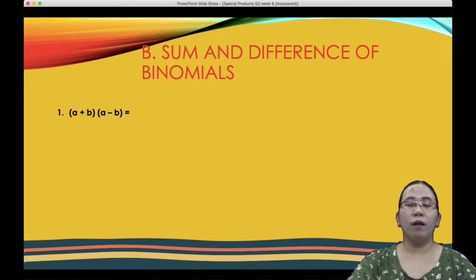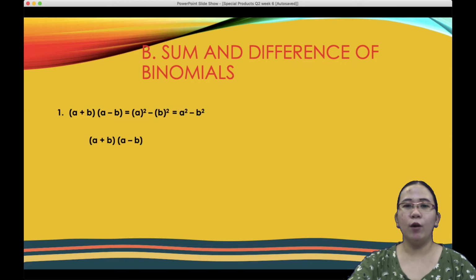What is the product of the sum of a and b, and the difference of a and b? For this example, I'm going to show you 2 steps to get the product of this. For the first step, we need to square the first term of a binomial. A times a is a squared. Second, square the last term. B times b is b squared.